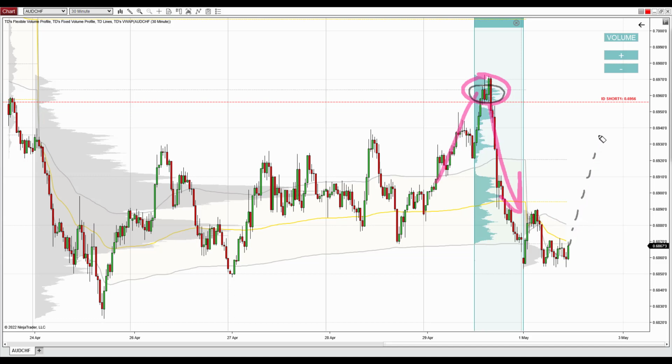And when there is a pullback to the beginning of that heavy volume zone, which is at 0.6956, then I expect a reaction, a selling reaction of those aggressive sellers who rejected the higher prices in the past and started this new sell-off, right? So that's why I think that this will be a strong resistance. All right, so that's for the Australian dollar Swiss franc.